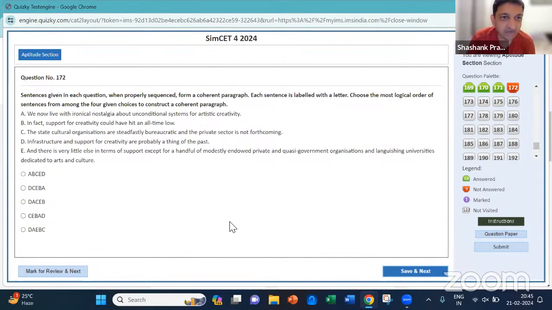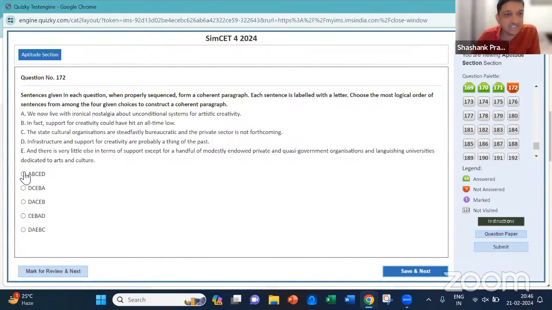We now live with ironical nostalgia about unconditional systems for artistic creativity. Okay, this is a slightly heavier verbal section, but it does not help our no pen and paper thing. But fair enough. I have to do LR as well after this, by the way. I forgot. In fact, support for creativity could have hit an all-time low. So A, D, achha, D can be a starter because there are three options with D. So DC or DA. DA has two options.